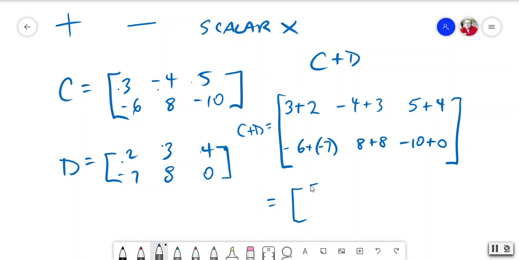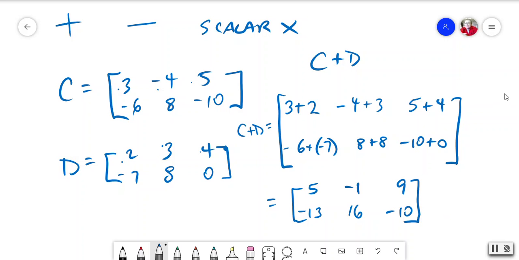3 plus 2 is 5. Negative 4 plus 3 is negative 1. Subtract, take the sign of the larger absolute value. 5 plus 4 is 9. Negative 6 plus negative 7, you add them and keep the same sign: 13, negative 13. 8 plus 8 is 16. And the hard one, negative 8 plus negative 10 plus 0 is just negative 10. That is all. Nothing at all hard about that.